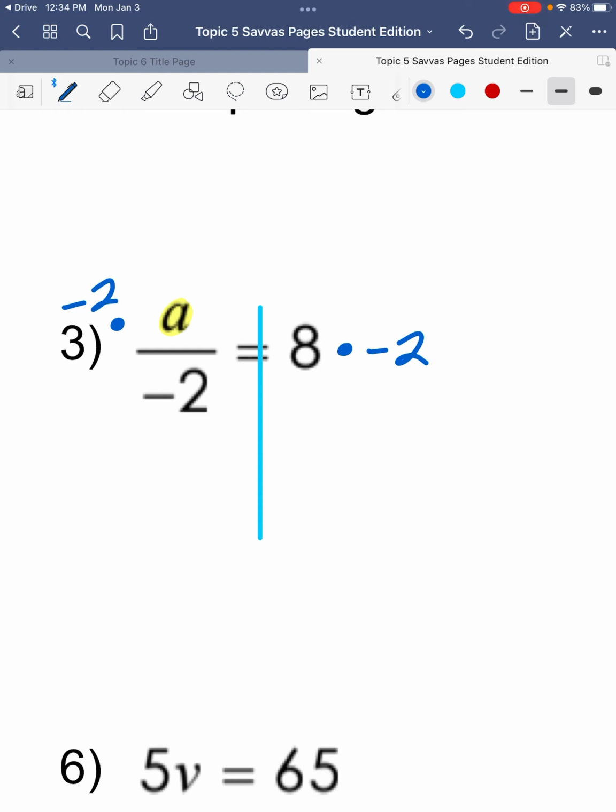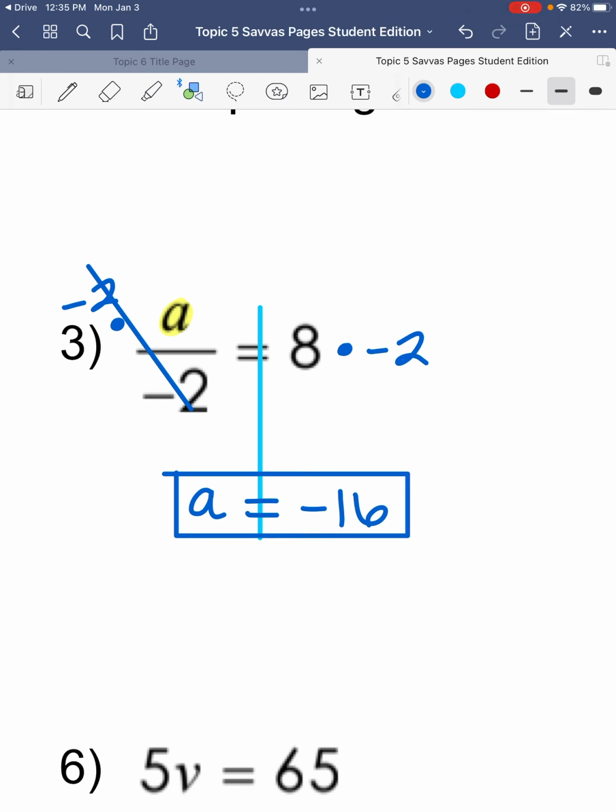So let's talk about the left-hand side, the side with the A. When I multiply by -2, my -2's are going to cancel out. And that's going to leave me with A alone by itself. Now on the right-hand side, 8 times -2 is -16. So A equals -16. So now let's check our solution.